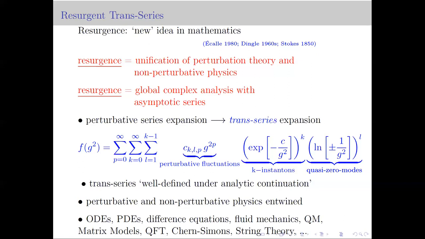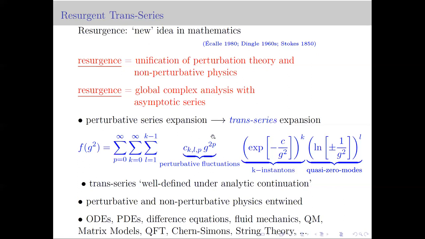And the concept is very deep, and I'm just going to give a version of it in physics applications. A Taylor series would just be an expansion in powers of g squared, some coupling, with some coefficients. So that would be the beginnings of a possibly asymptotic expansion. The idea is that this thing is not well behaved in the analytic continuation in the parameter g squared. But if you include these non-perturbative exponential factors and also powers of logarithms, then it's possible that this thing is actually constructible in such a way that it is well defined under analytic continuation. Now, how is that possible?